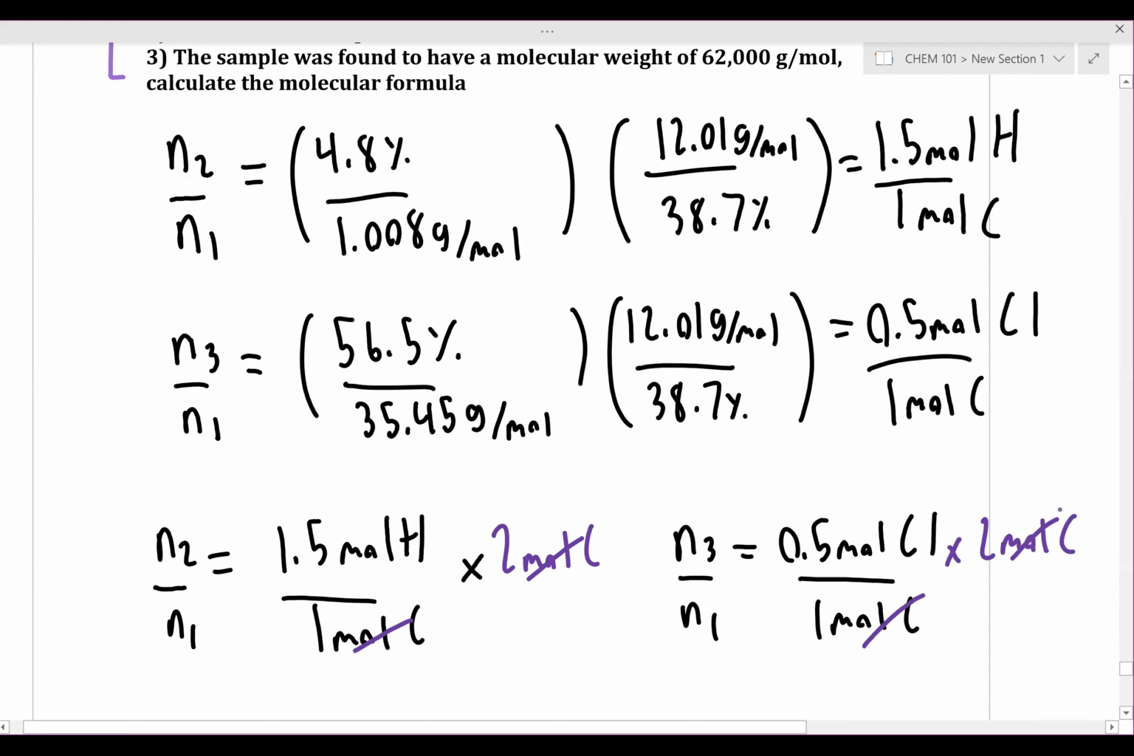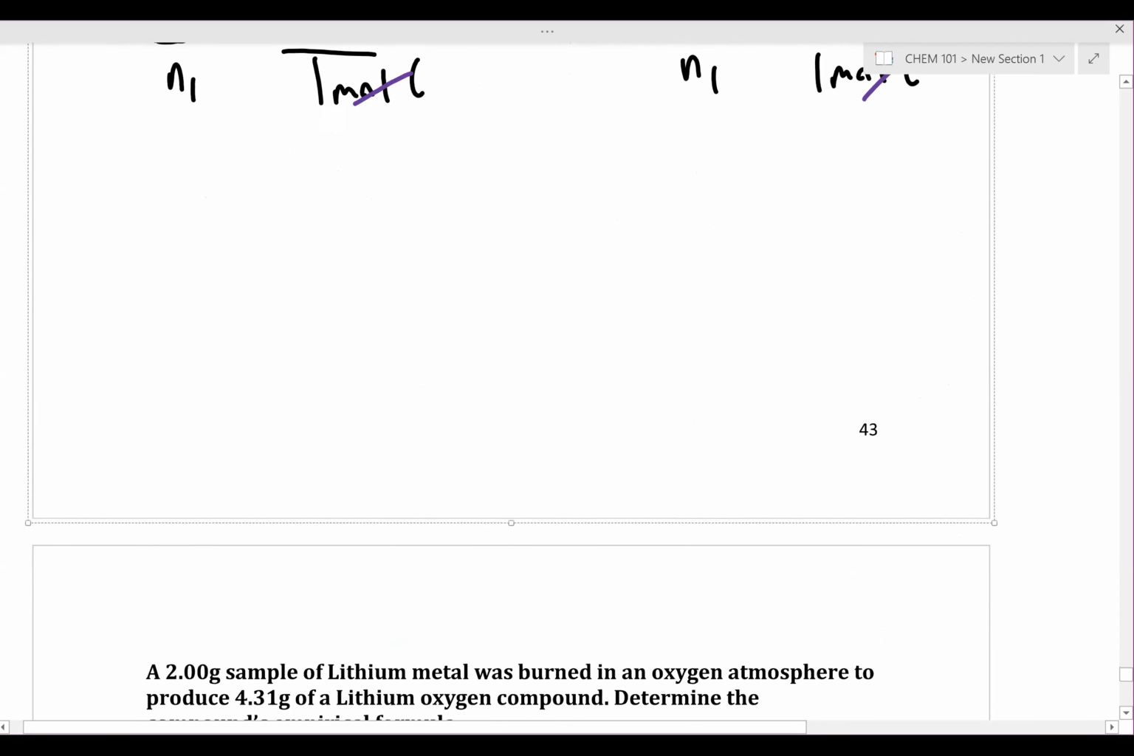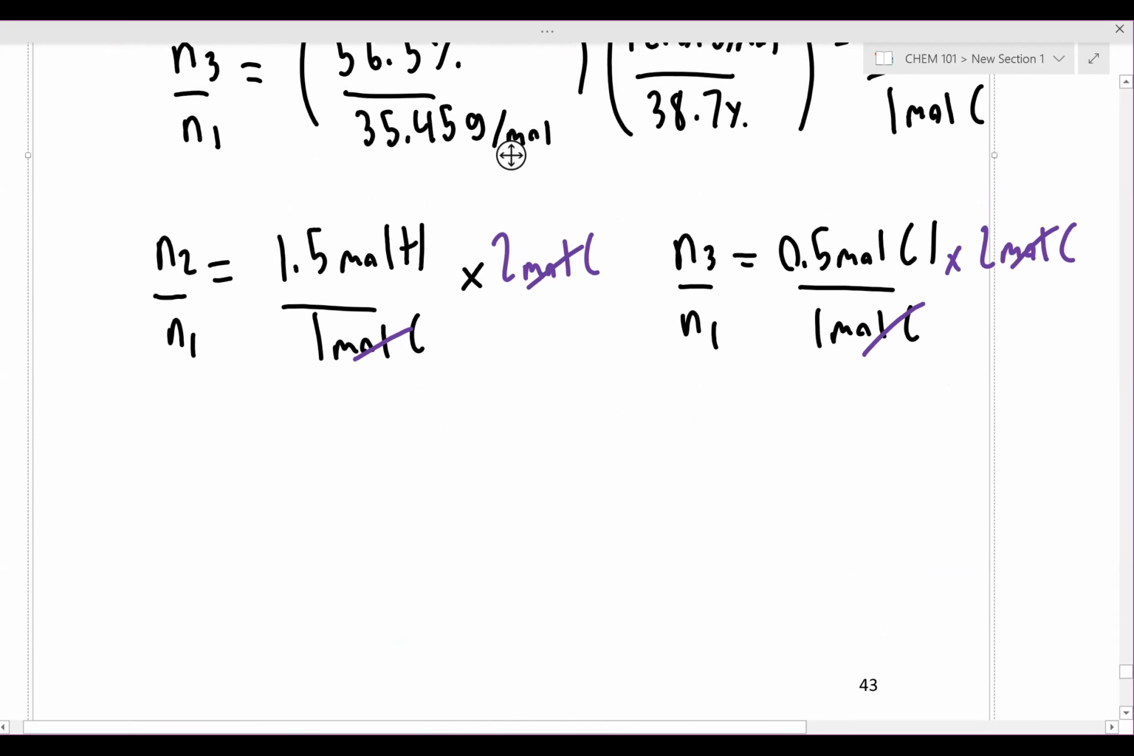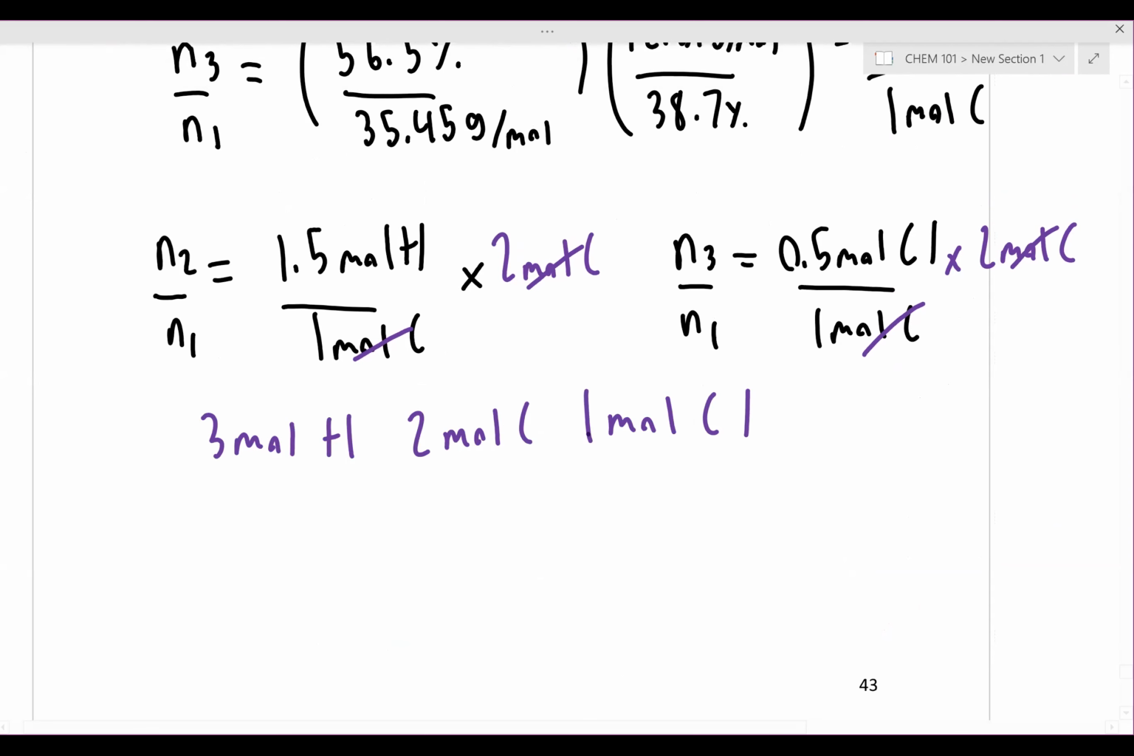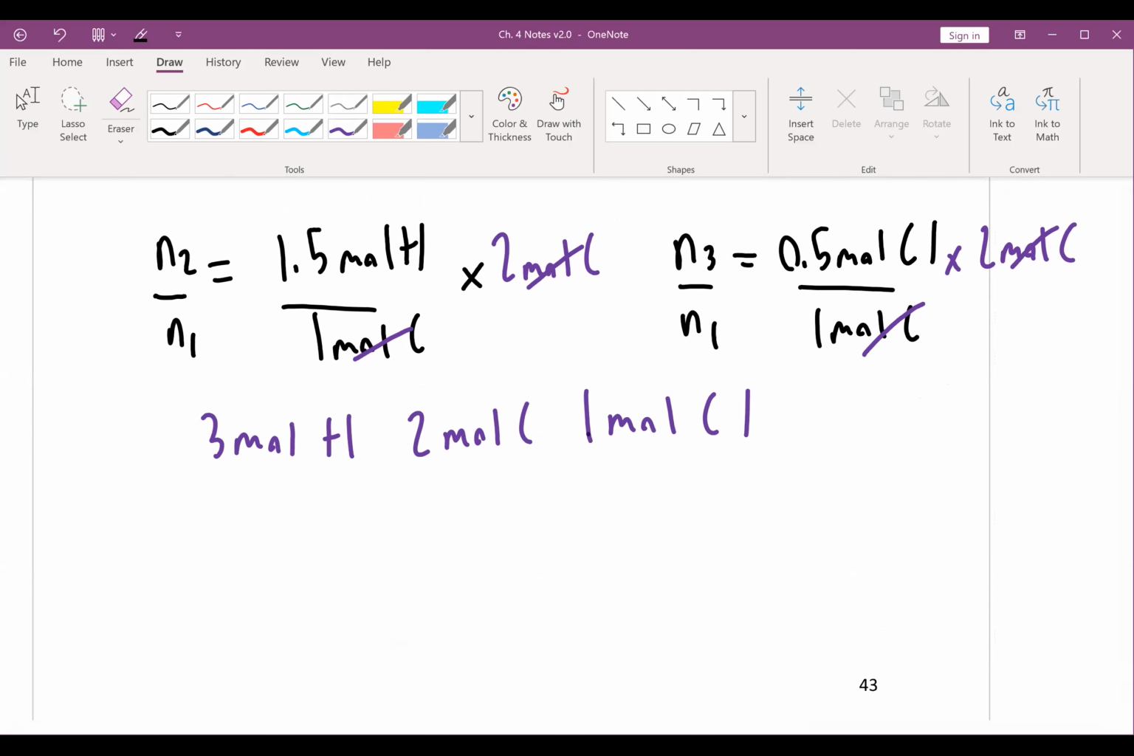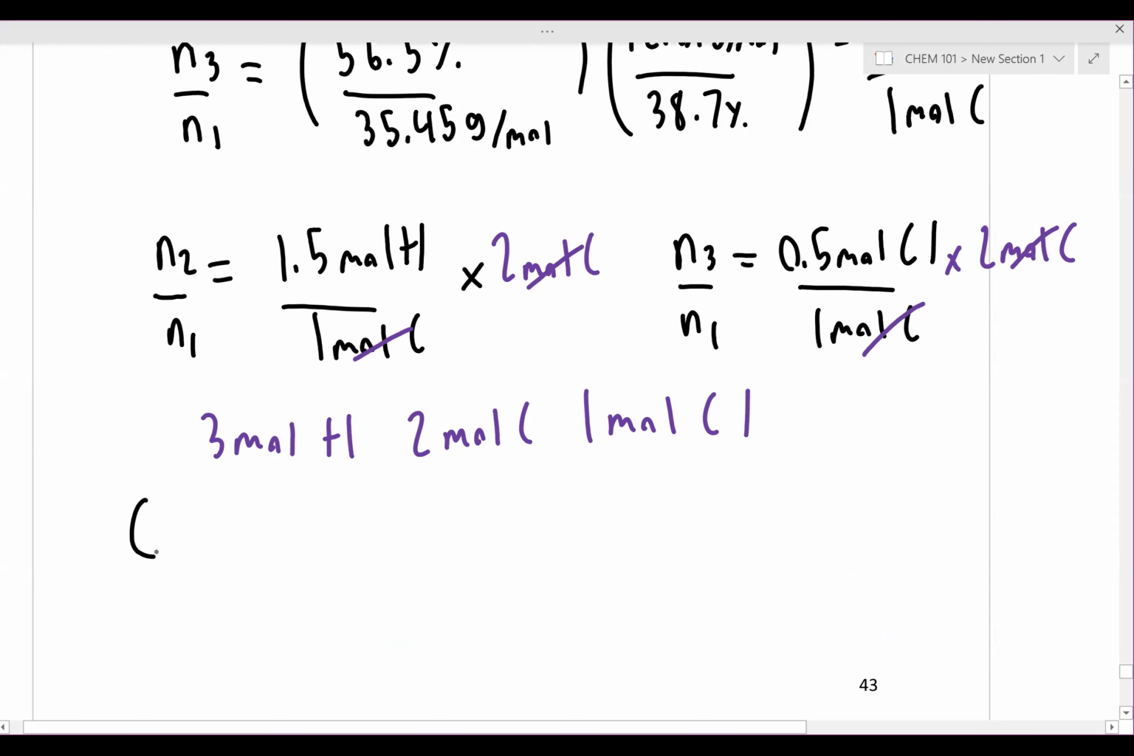Okay, perfect. So in the end, after we punch this into our calculator, we end up with the following. We have 3 moles of hydrogen. We have how many moles of carbon again? 2, yeah. And then how many moles of chlorine? 1. Okay, so then our preliminary empirical formula would be C2H3Cl. Okay, that's our preliminary empirical formula.